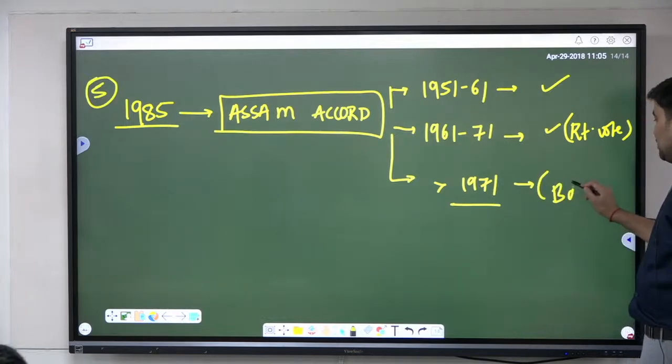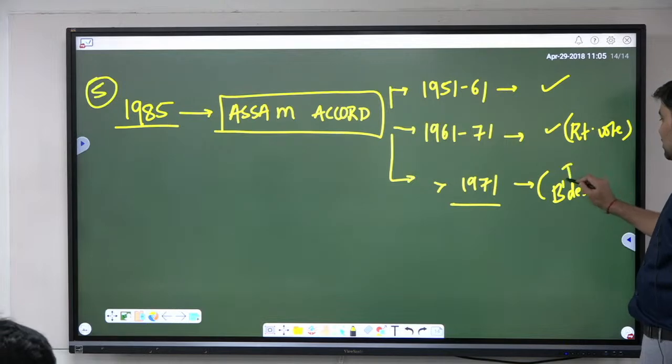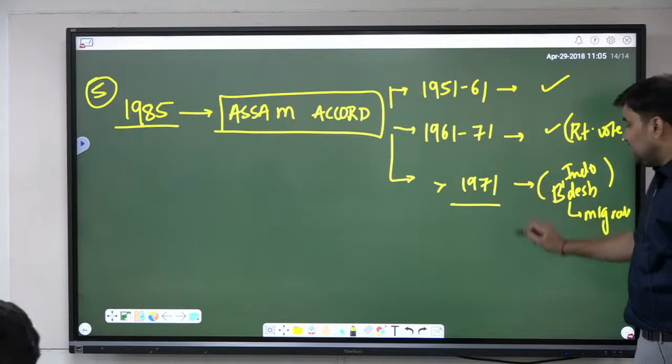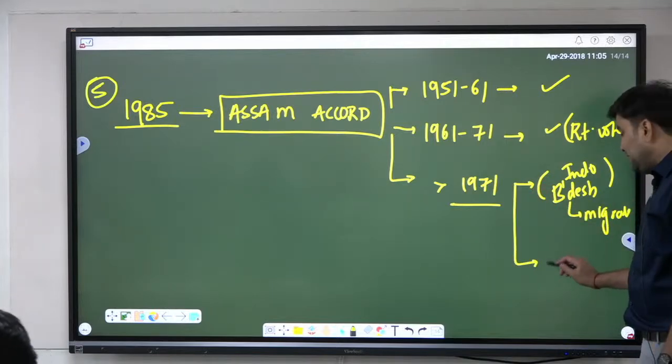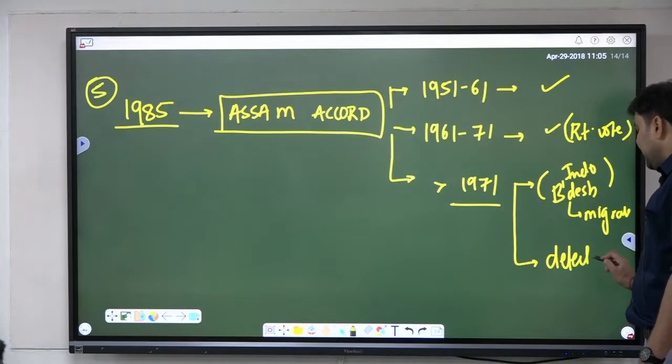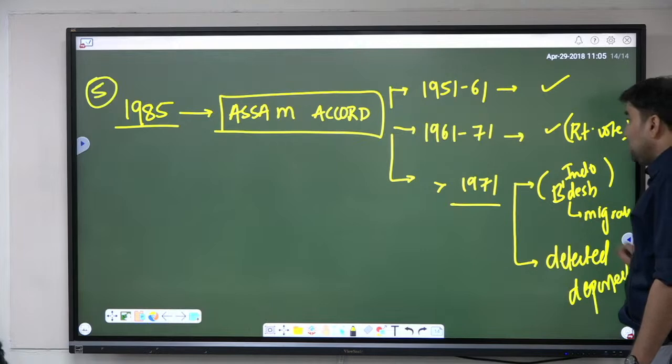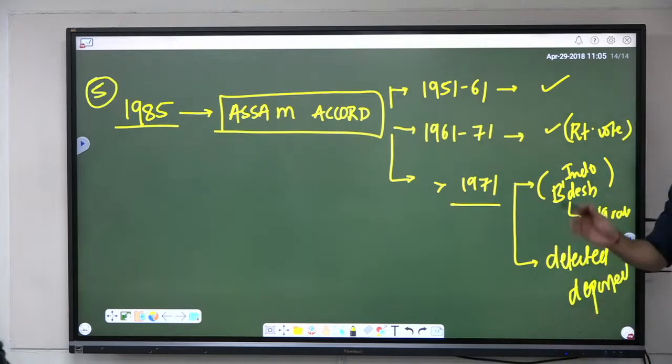Because post Indo-Bangladesh war, many of the people migrated, and post 1971, whoever migrated will be detected and deported. उनको ढूंढा जाएगा और they will be asked to leave the country. Getting the idea? Post 1971 का.